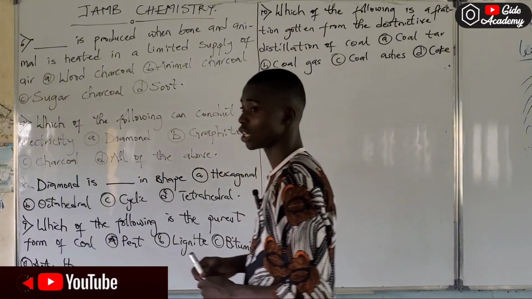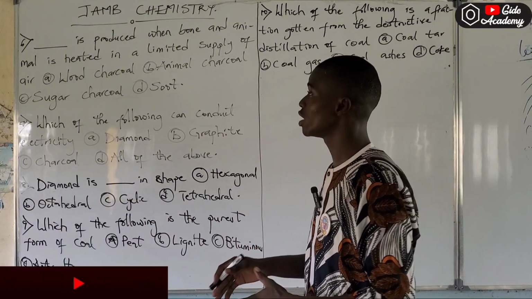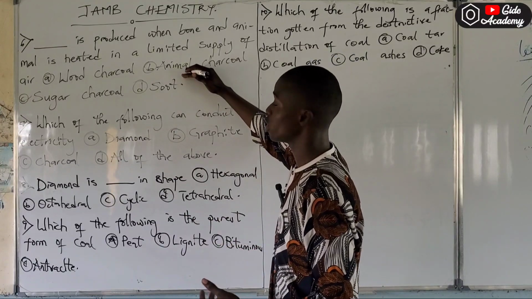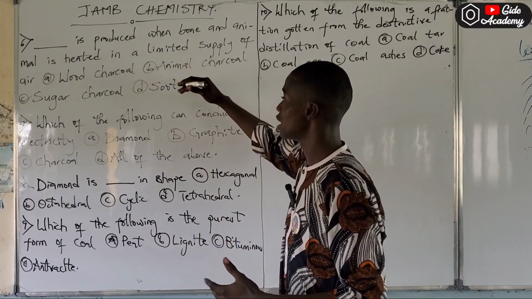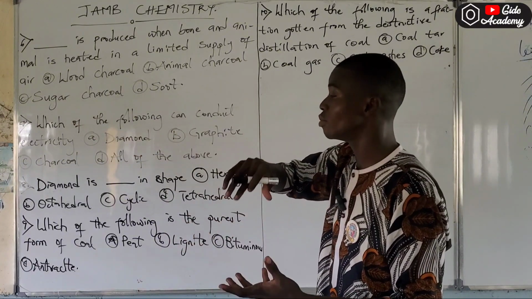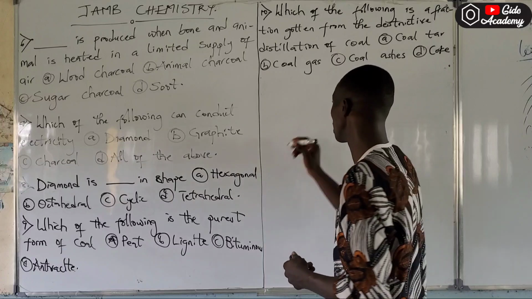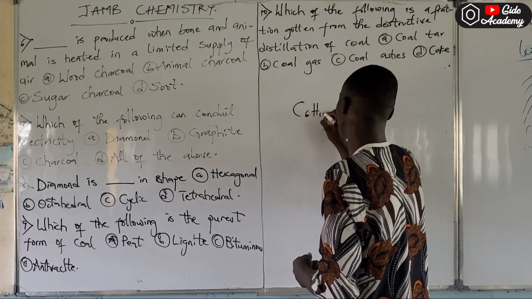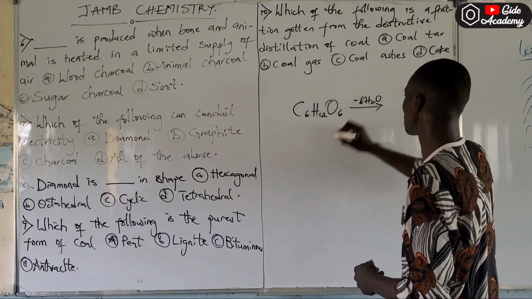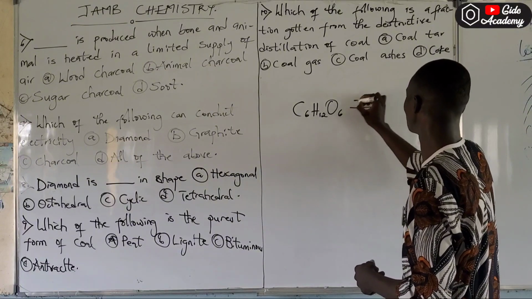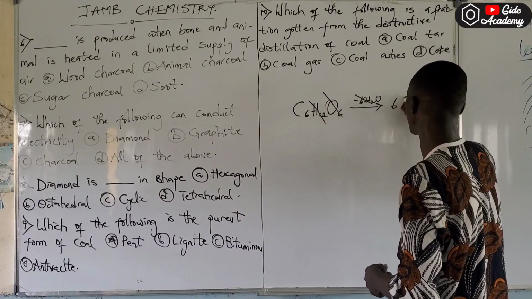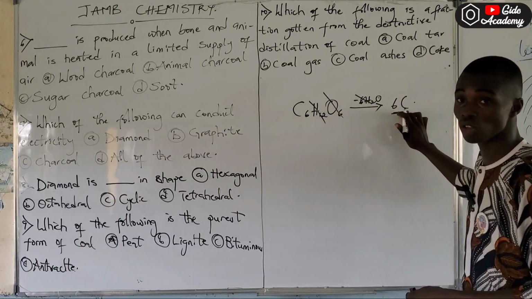For option A, wood charcoal can be formed when you heat wood in a limited supply of oxygen or air. Then animal charcoal is when you heat animal bones, animal refuse, in a limited supply of air. While sugar charcoal is formed from the dehydration of sugar, where you remove water from sugar. For example, we have C6H12O6. If you subtract 6 molecules of water, that's 12 hydrogen and 6 oxygen, that's going to give us 6 atoms of carbon. So what we have here is what we call sugar charcoal.